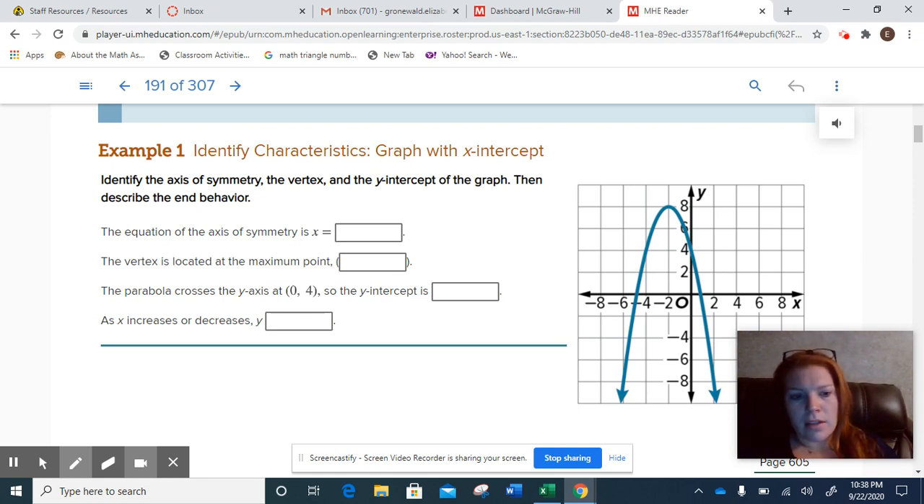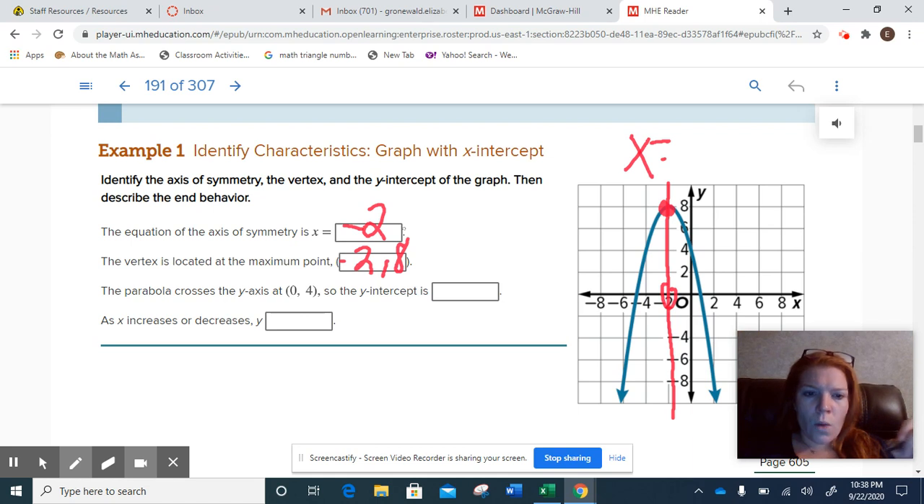So first off, you got the axis of symmetry here, and it is always an x. X equals, and then whatever number it's at. In this case, it's -2. We have the vertex, which is the very top or very bottom point, depending on which one you have. This one is (-2, 8). The parabola crosses the y-axis at (0, 4). So the y-intercept is 4.